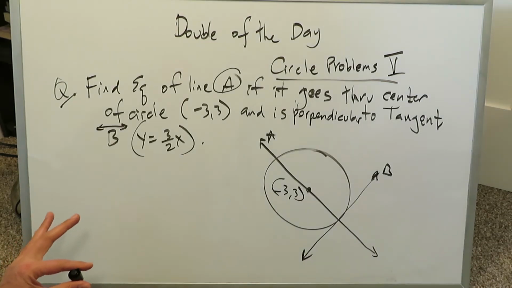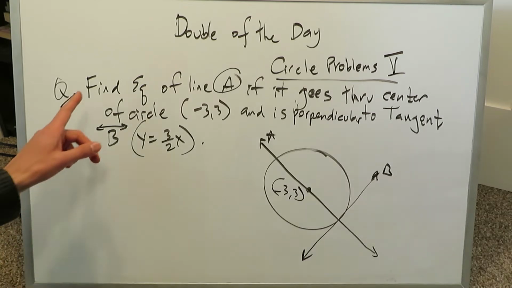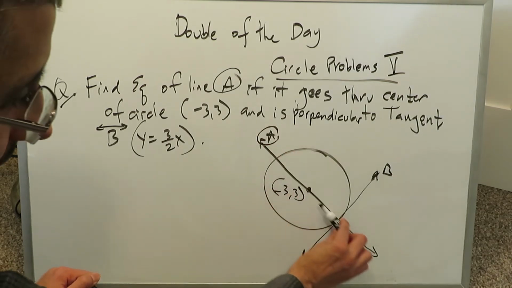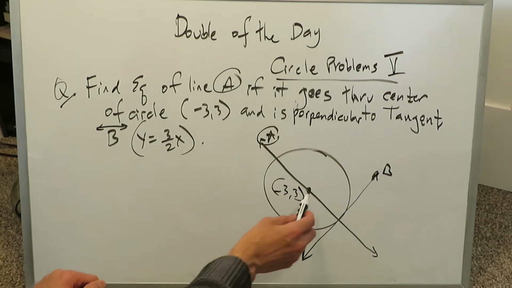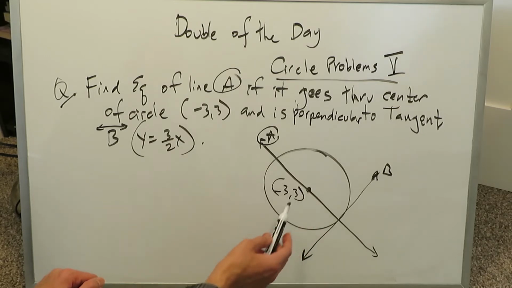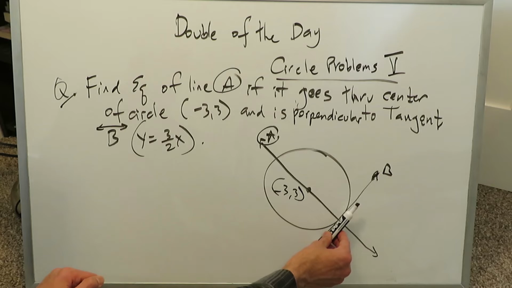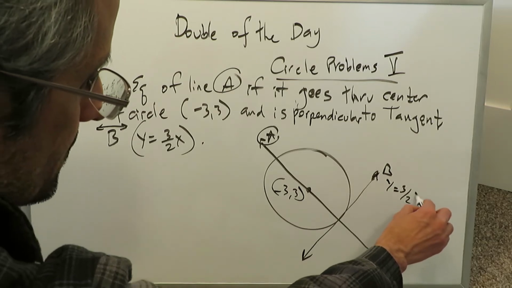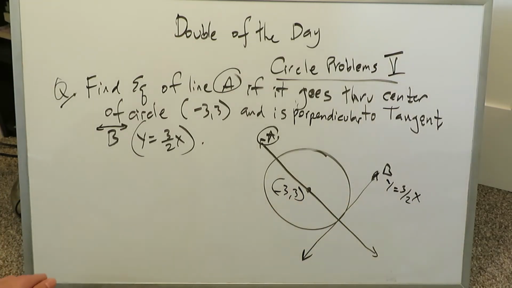This is our second and last question of this video, and I promise you a challenging one. We have to find the equation of line A. This is my line A right here. It goes through the center of the circle, which has coordinates -3, 3, and it is perpendicular to line B, which is a tangent line, and that tangent line has the equation y equals 3 over 2 x. How could you demonstrate this on an xy plane?